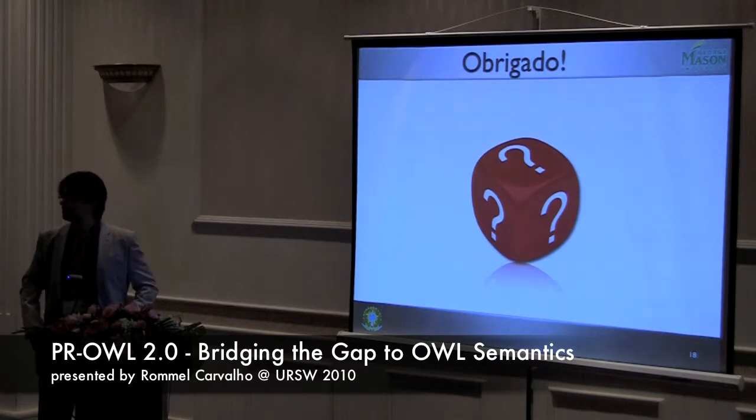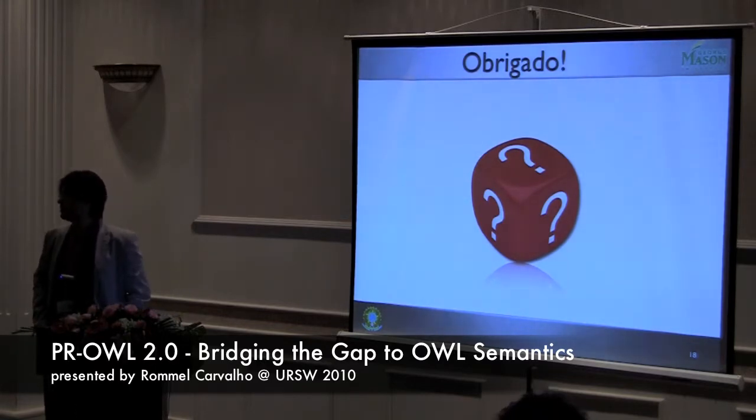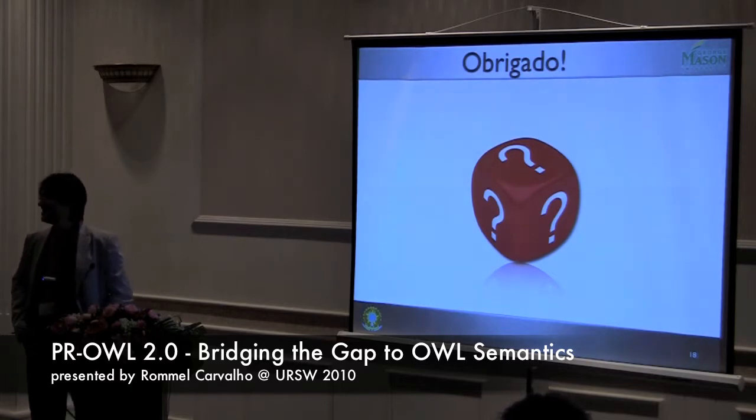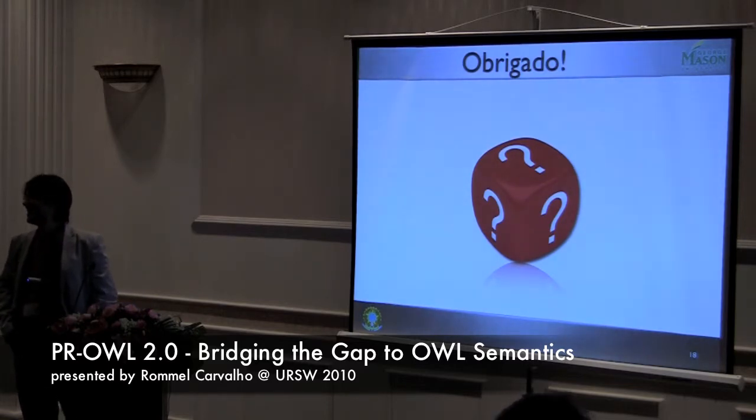Anything else? I have another question. When I saw the title of the paper, I saw the word OWL and the word 2.0. So my question is, are you considering going to a probabilistic OWL 2?